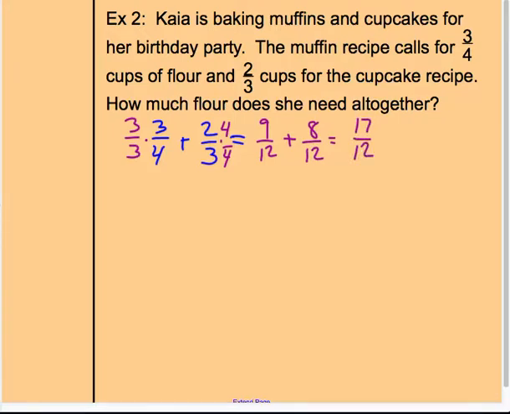Typically, I would ask that you leave your fractions in improper form, but in the context of the problem, 17/12 cups of flour doesn't make a whole lot of sense. So we will go ahead and change this into a mixed number. 12 goes into 17 one whole time. 17 minus 12 is 5, so we have 5/12ths left over. So she would need 1 and 5/12ths cups of flour. Make sure you label your answer whenever you're given a word problem.